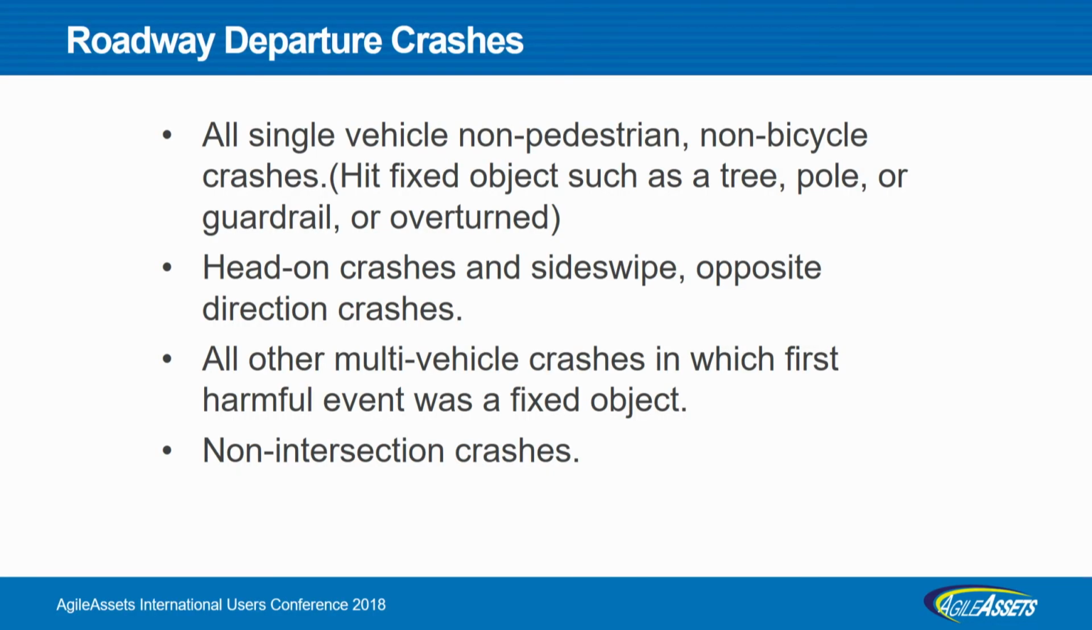So what is a roadway departure crash? FHWA has defined a roadway departure crash as a single vehicle, non-pedestrian, non-bicycle crash that results in a hit fixed object. Head-on crashes and sideswipe opposite direction crashes can also count, and other multi-vehicle crashes in which a fixed object is the first harmful event in the crash. Intersection crashes do not count as roadway departure crashes.